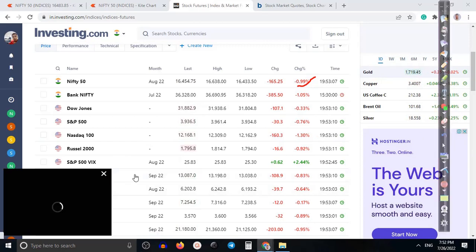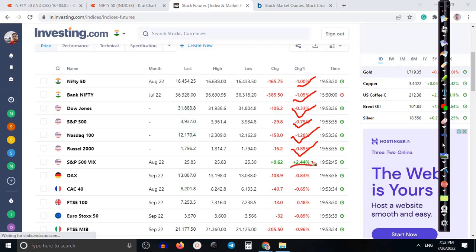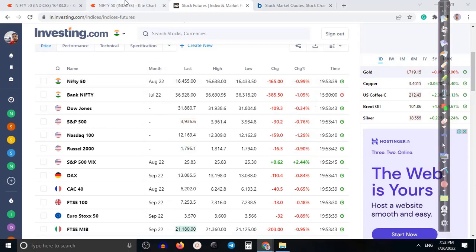And Bank Nifty is negative by 1%, though already negative by 0.3% till now. S&P 500 is negative by 6%, Nasdaq 1.29%, Russell almost 1%, and even VIX is also increasing. It is a probability that price will continue toward the downside.